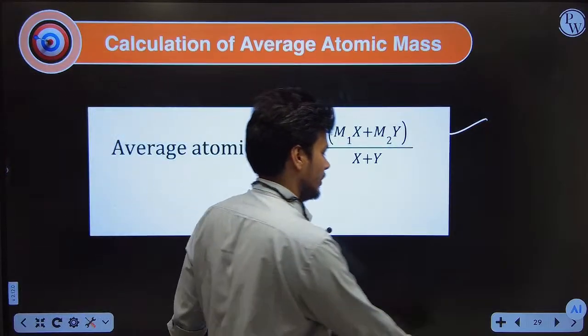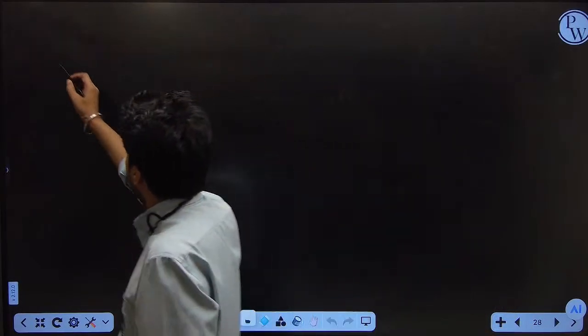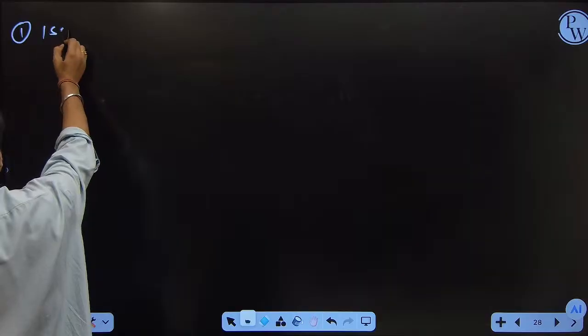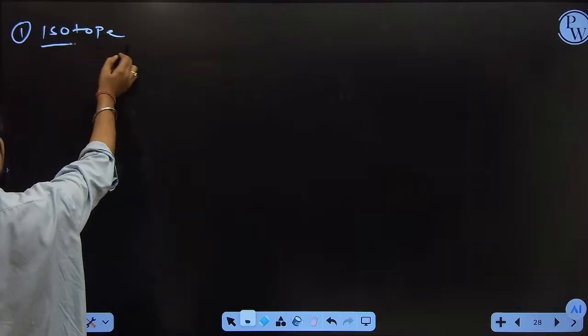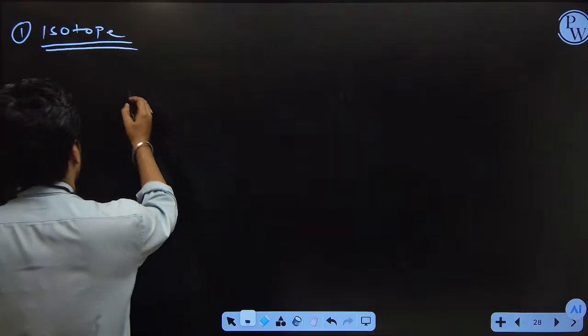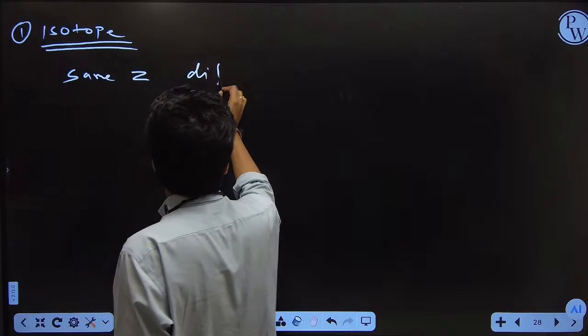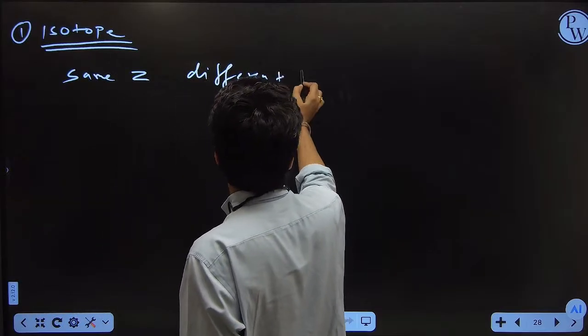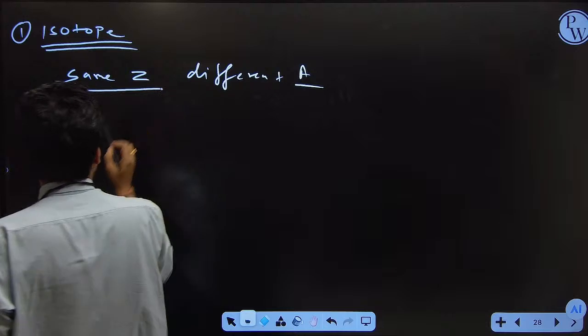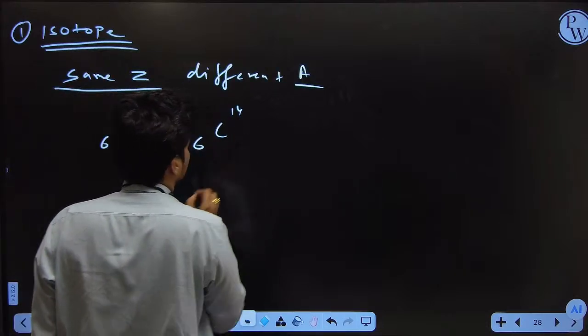But that is about isotopes, right? That comes first. So, first of them is what? Isotope. What is isotope? Same Z, different A. So, example can be 6C12, 6C14.